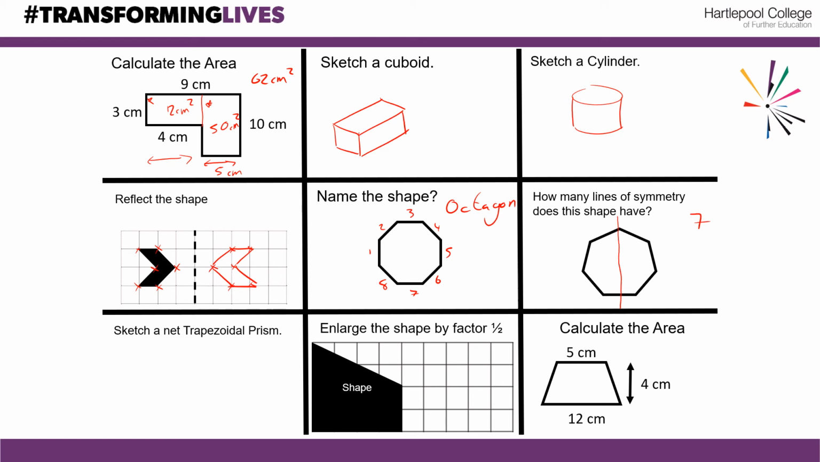Next up, sketch the net of a trapezoidal prism. So first off, start with a trapezium. And remember that a prism is just any object that has the same cross-section all the way through.